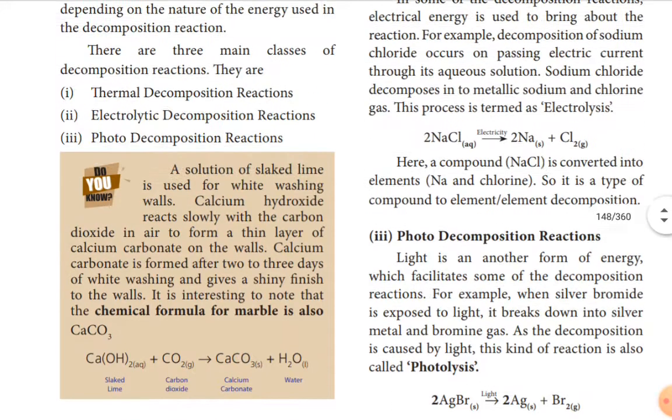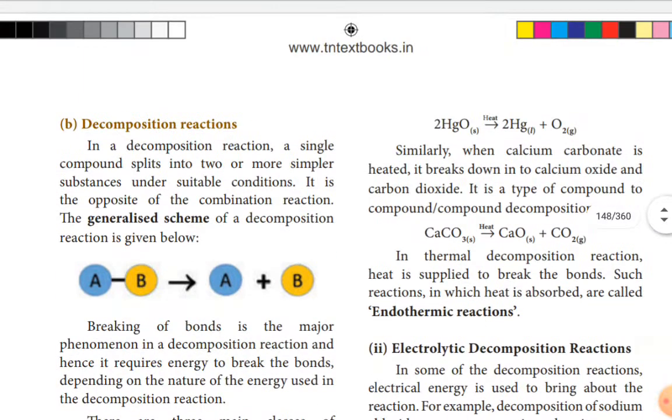Then next, there is one more example we are going to see: calcium carbonate. The calcium carbonate, the limestone, decomposes on heating. This does not decompose easily. Only on heating it decomposes to give calcium oxide and carbon dioxide. So calcium carbonate is a compound, and on heating it decomposes into 2 compounds. Calcium oxide is a compound, carbon dioxide is also a compound. So this is a type of compound decomposition.